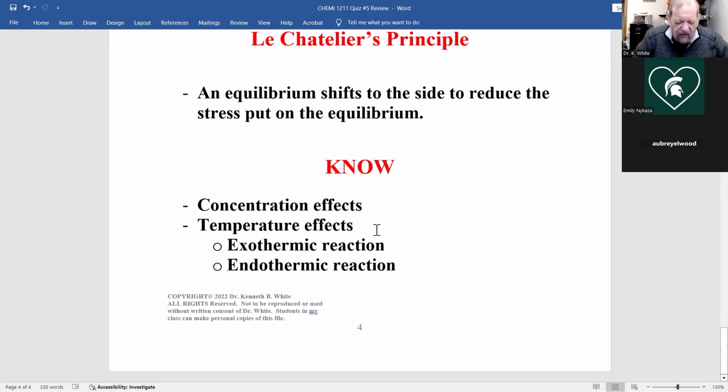And where do you need to use it? What happens to the equilibrium or the concentration of certain reactants or products if you change the concentrations of certain things in that equilibrium? Also, what happens when you change the temperature for an exothermic reaction and for an endothermic reaction?